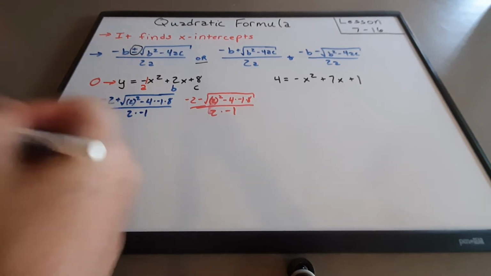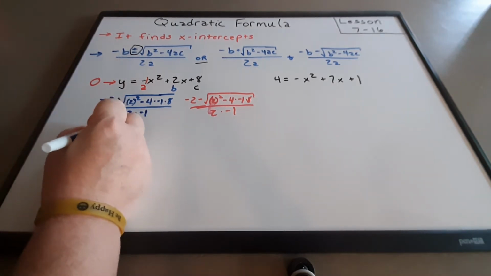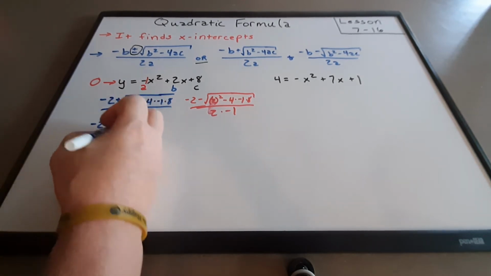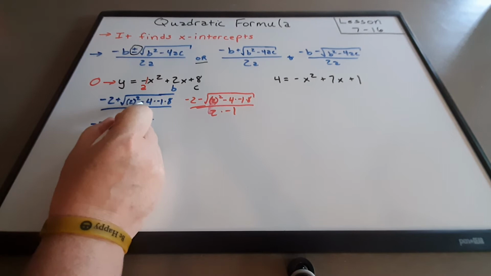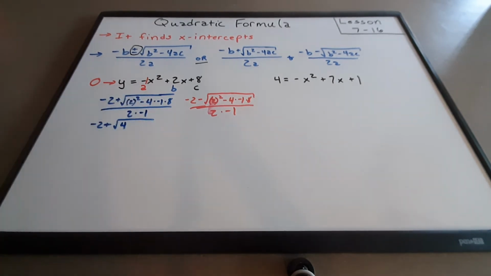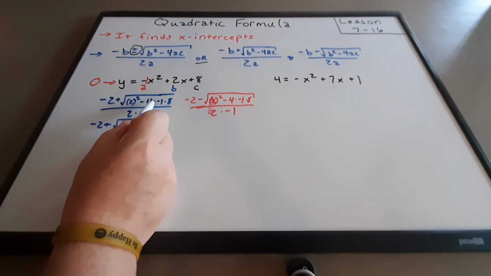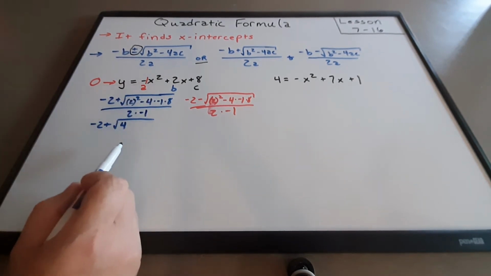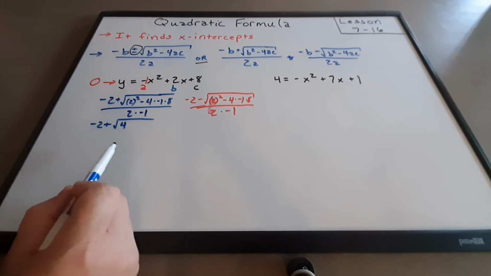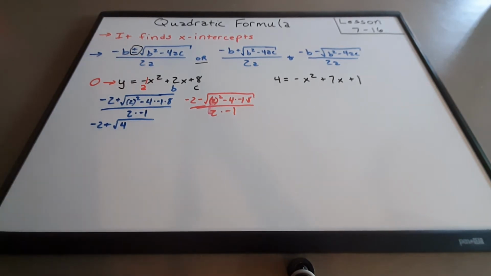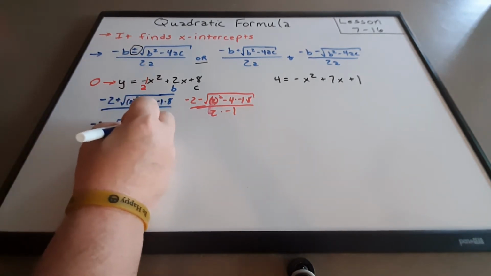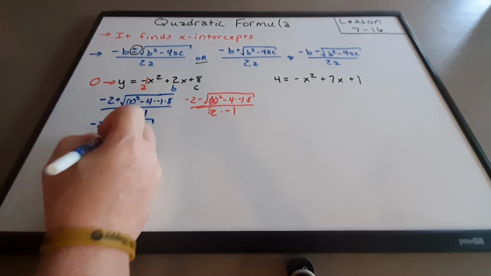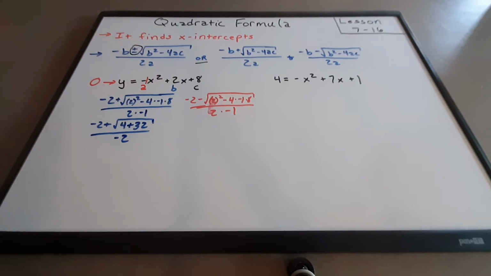So we have our negative 2. We're going to be adding the square root. What we first need to do is square 2, so that's going to give us 4. Then I'm going to treat this minus sign like it's a negative. So we have negative 4 times negative 1 times 8. Negative 4 times negative 1 is 4. 4 times 8 is 32. Since we got a positive 32, we're going to be adding here. And then it's all going to be over 2 times negative 1, which is negative 2.